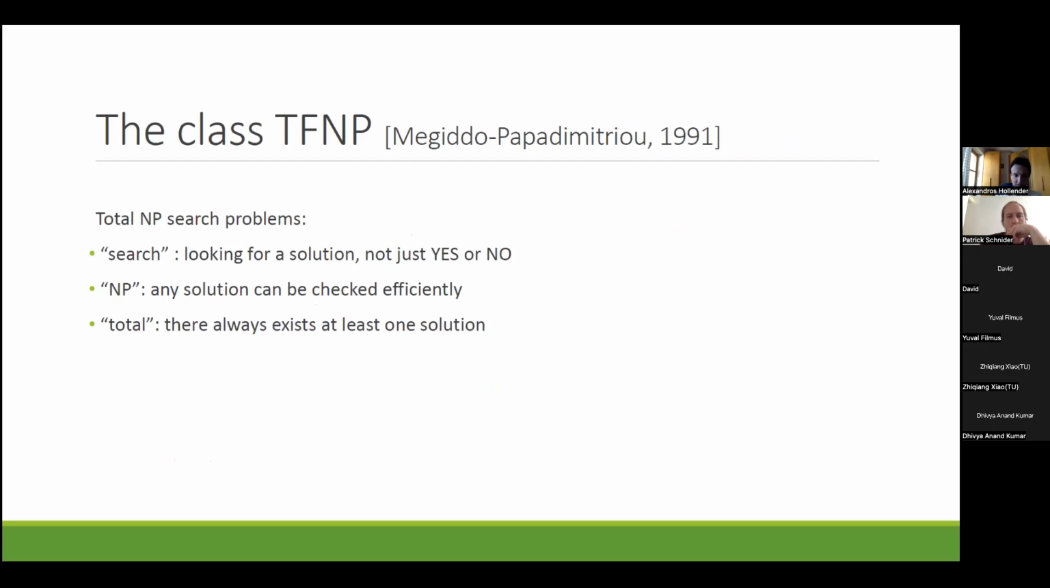So let's analyze this sentence. First of all, these are search problems, meaning that you're always looking for a specific solution, not just a yes/no answer. So these are not decision problems, not the standard problems that are usually studied when you look at NP completeness and stuff like that. You're actually looking for a specific solution.